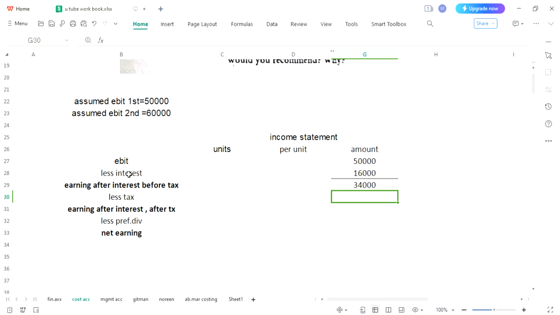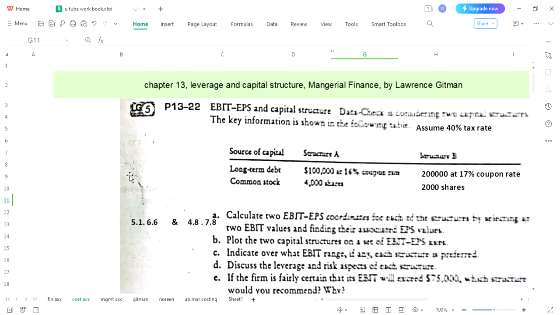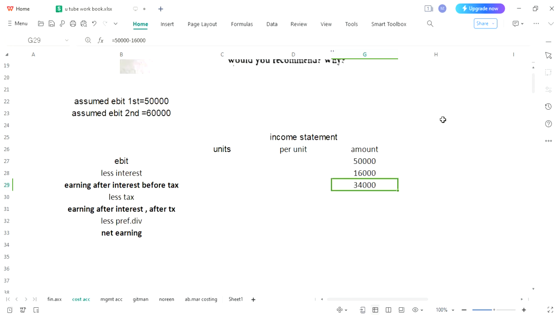You have got your earning before tax. Now you will calculate your tax. The tax rate is 40%, as it was mentioned here. So here you will apply your tax, for which you need your previous income. Previous income was 34,000 and you will calculate 40% of it as your tax.